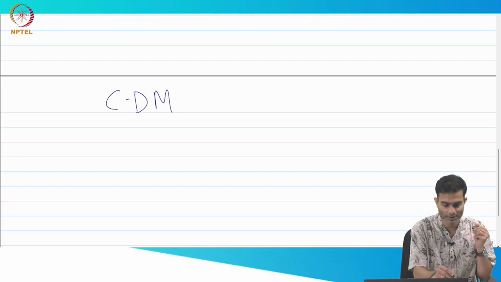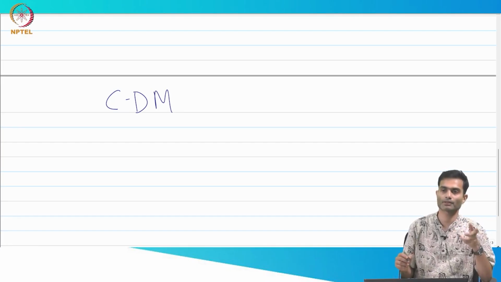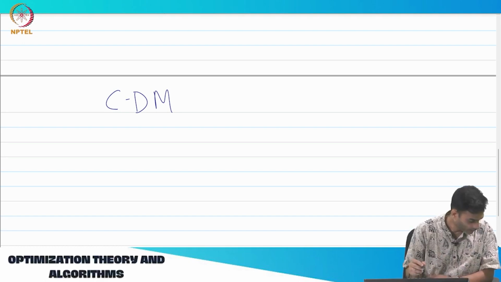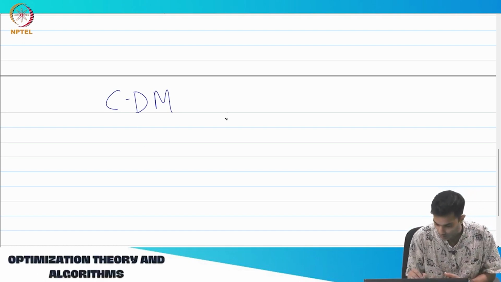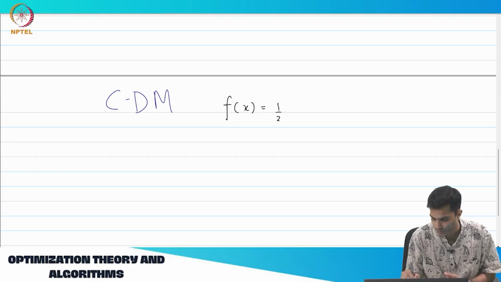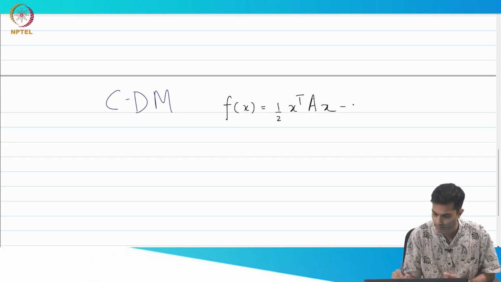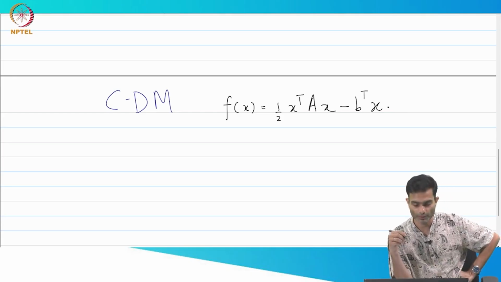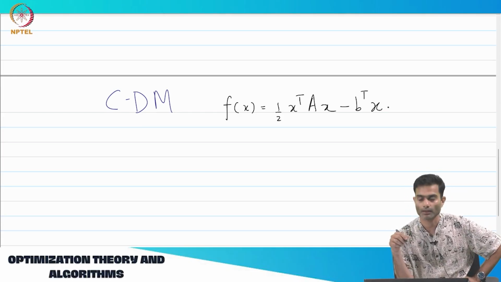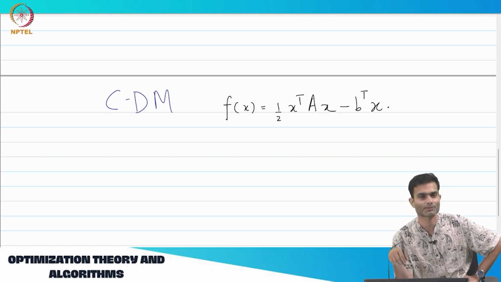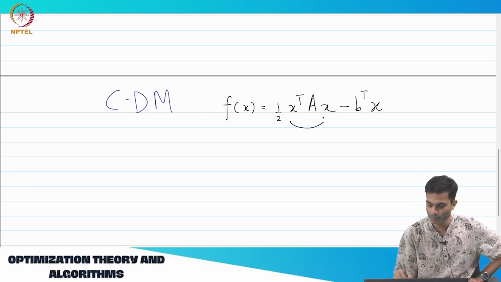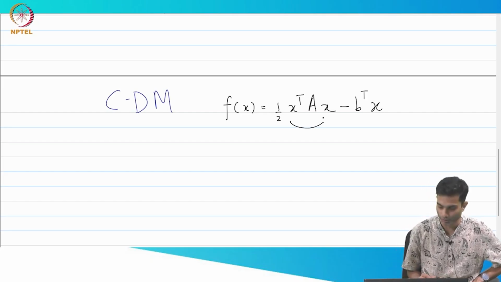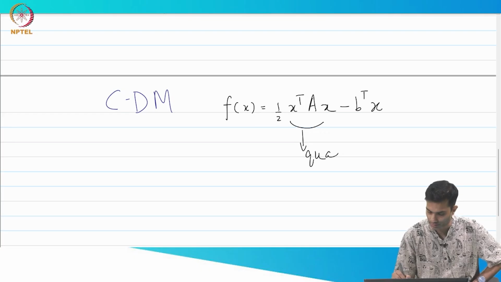We are doing CDM for conjugate direction method first, then we'll get to conjugate gradient method. So the cost function which I had was half of x transpose Ax minus b transpose x. If I want to visualize this cost function, of course there is the b transpose x, which is simply a linear part. Let's have a look at the more interesting part, which is x transpose Ax, which is a quadratic part, right? So let's see.